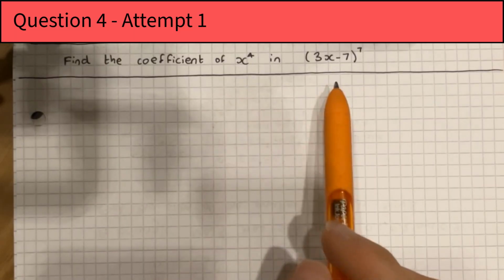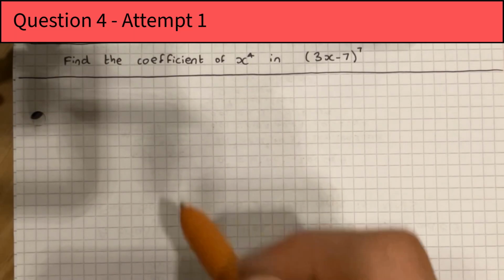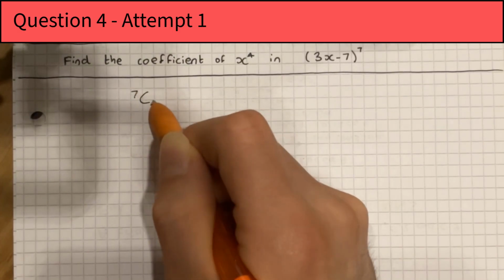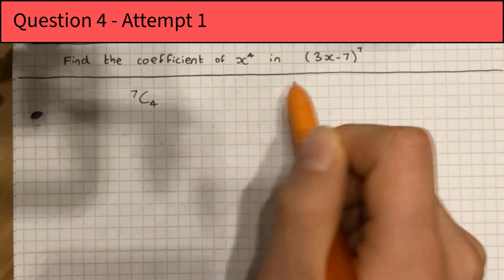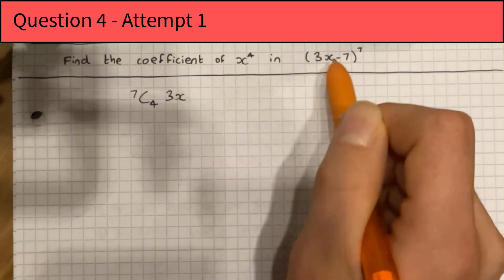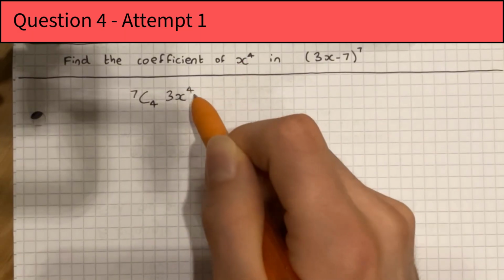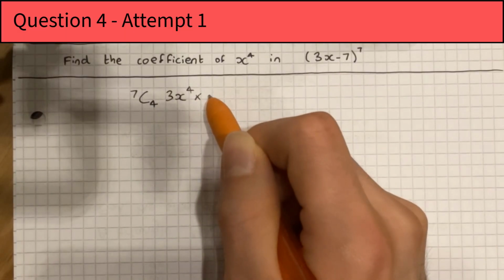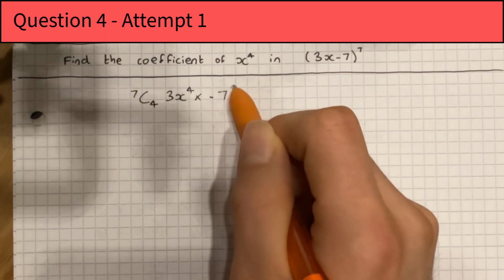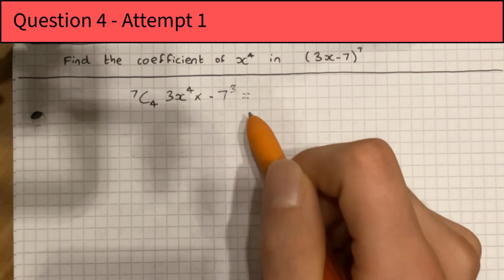We're looking for a coefficient this time, specifically the coefficient of x to the power of 4 in the expansion of (3x minus 7) to the power of 7. I'm going to use this 7 choose 4 function because it's the x to the power of 4. And I'm going to make (3x) to the power of 4 to get my coefficient, matching up. Then I can do minus 7, and because the power is 7 and the choose bit is 4, I'm going to make the power 3.